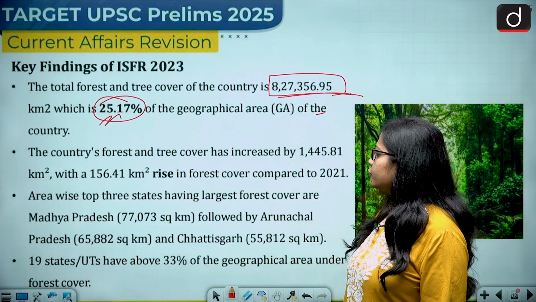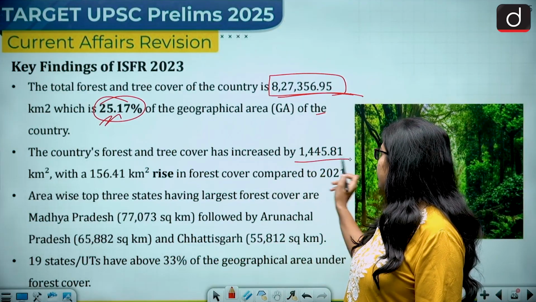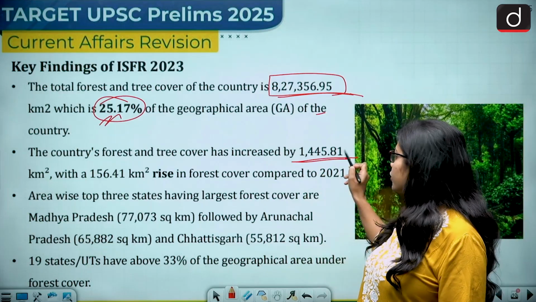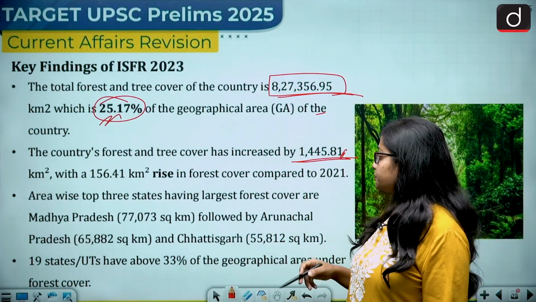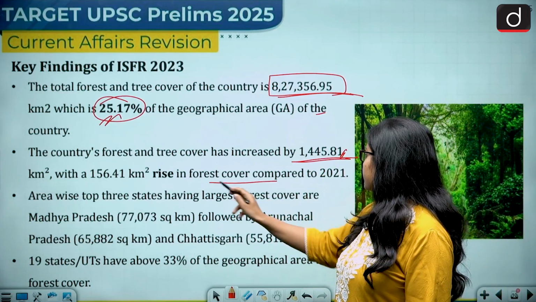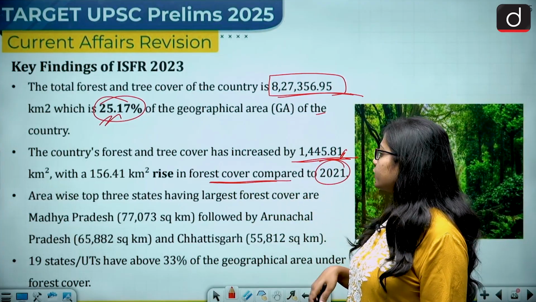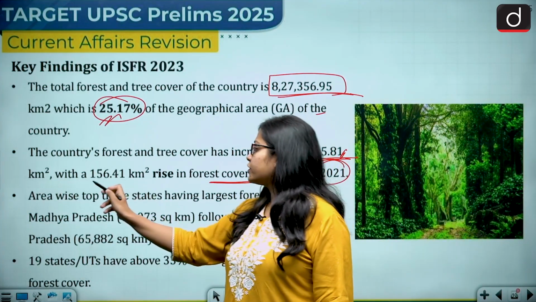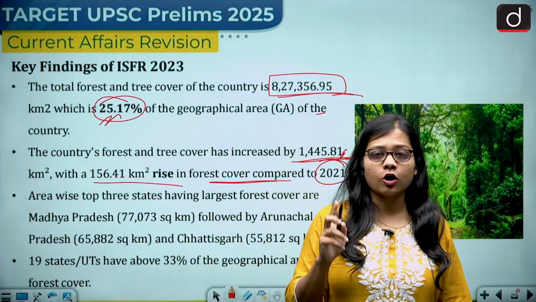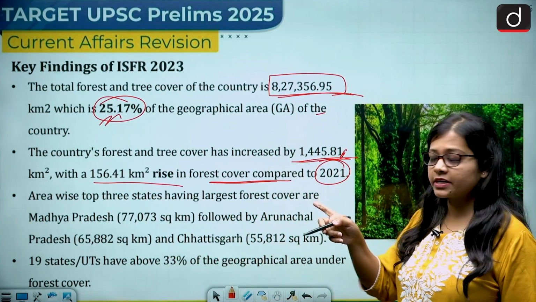Then the country's forest and tree cover has increased by 1445.81 square kilometers, and compared to 2021, around a 156 square kilometer rise in forest cover has been observed. So forest cover has increased.